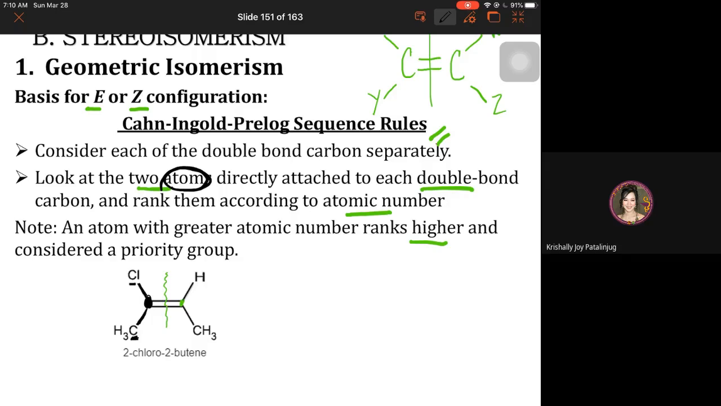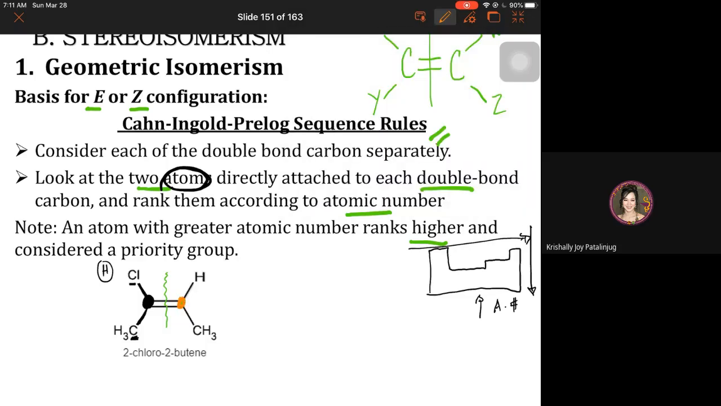Obviously, when we talk about atomic number in a periodic table, going to the right and going down, the atomic number increases. Right? Because atoms in a periodic table are arranged according to atomic number. So going away, to the right, then going down, the atomic number increases. And chlorine has the higher atomic number. So this is of higher priority. Okay? So it is considered the priority group for this double bond carbon.